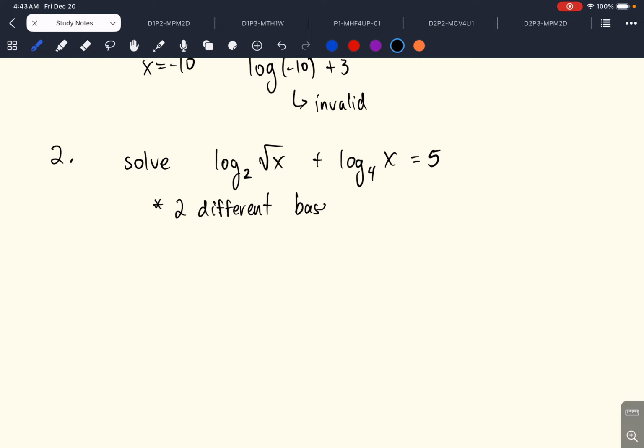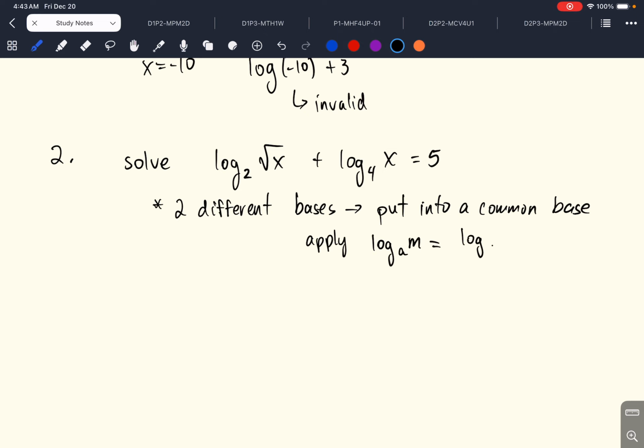2 different bases for your log means put into a common base. How do I put it into a common base? Well, you're going to apply the change of base formula. And if you recall the change of base formula, it's log of m with base a equals the log of m of base b divided by the log of a with base b.